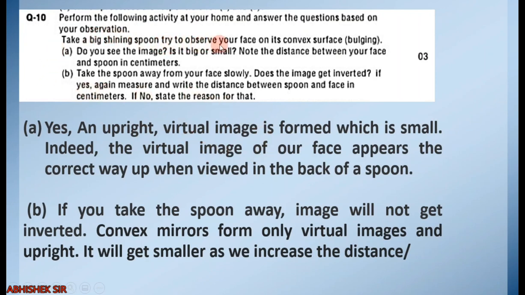Now this one is a very practical question, again from physics. Take a big shining spoon, try to observe your face on its bulging backside convex surface, right? Now first is, do you see the image? Is it big or small? The answer is yes. We can see the image, and an upright virtual image is formed which is small. And we have to note the distance also. So if you have done the practical or activity, you will write some of the measurements taken by your own.